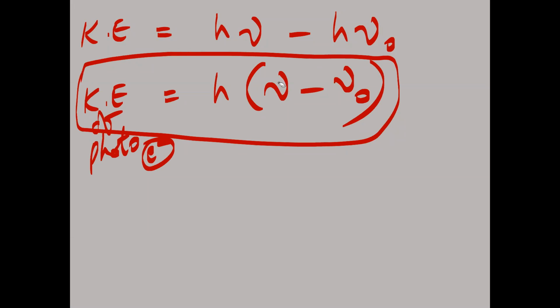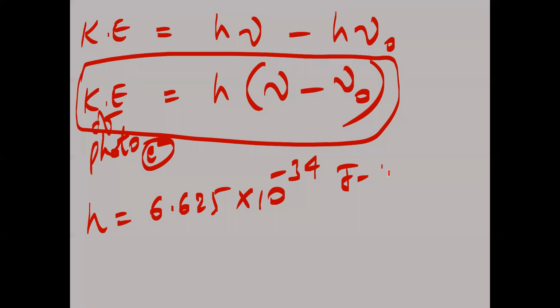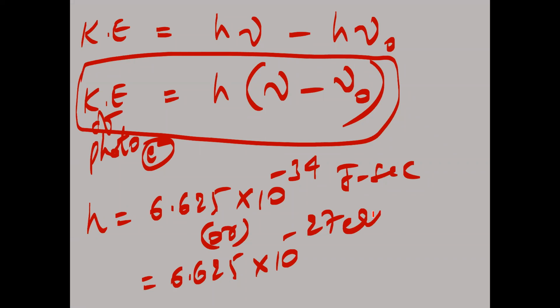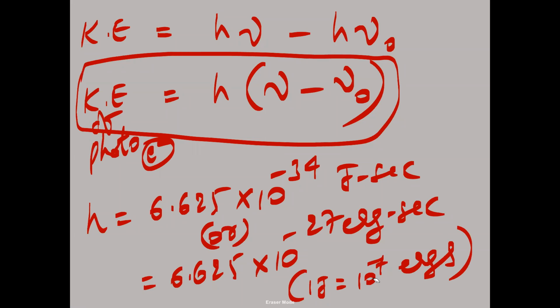Here nu is the frequency of incident radiation, nu naught is the threshold frequency required to eject the electrons. h is Planck's constant. What is the value of Planck's constant? 6.625 into 10 to the power of minus 34 joule second, or 6.625 into 10 to the power of minus 27 erg second. Why? 1 joule equals 10 to the power of 7 ergs. Here 10 power minus 34 into 10 power 7 is 10 power minus 27 erg second.